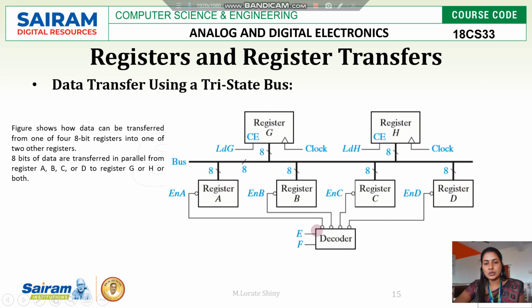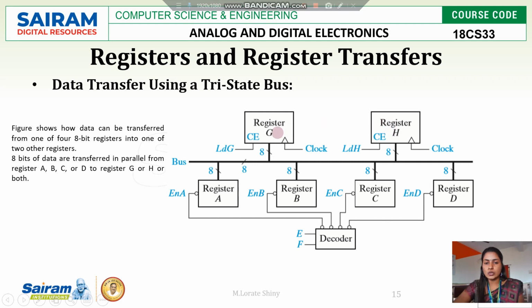Okay, to select this we have a decoder. We know this is used to select any one of the outputs using the select lines. We have E and F. So whenever this is 0 and 0, A will be selected, 0 1 means B will be selected, 1 0 means C will be selected, 1 1 means D will be selected. So that particular register value will be transferred to either G or H.